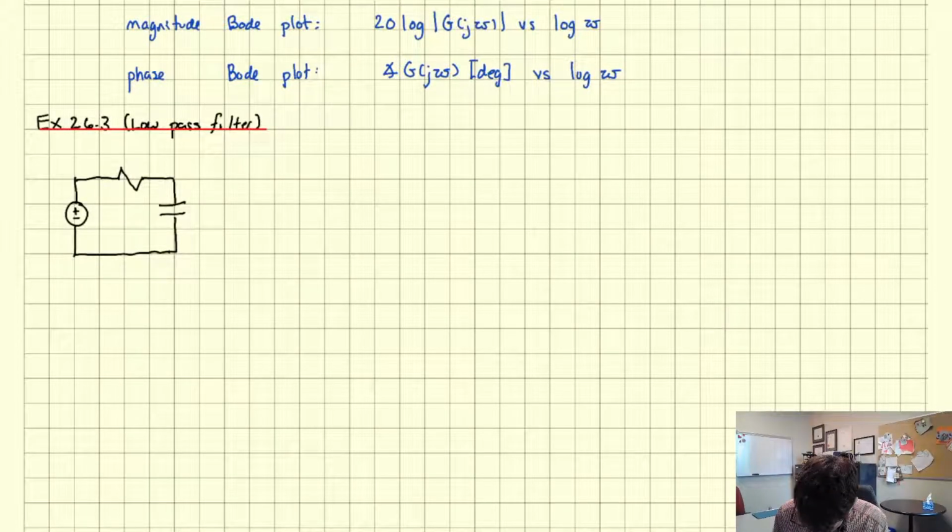Let's call this C for capacitance, R for resistance. The input is the applied voltage. The output is the voltage across the capacitor. Okay, so you can verify that the transfer function for this guy is given by 1 over RC over S plus 1 over RC.